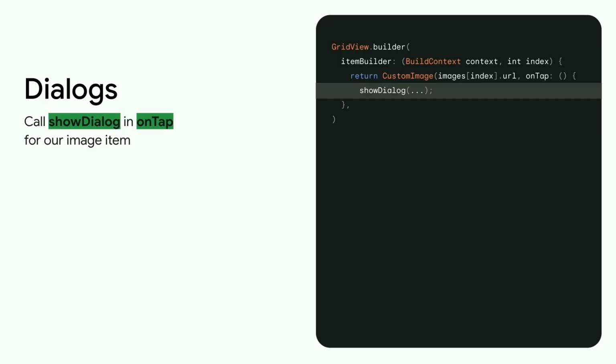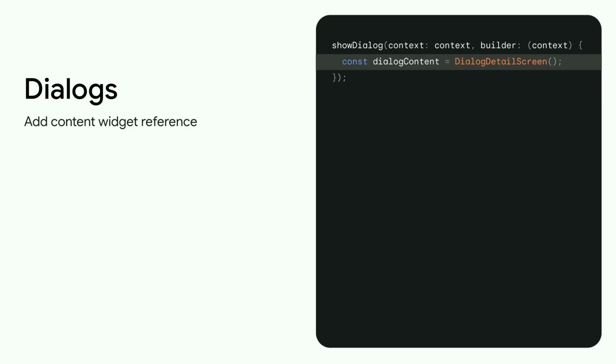In order to show the dialog, we'll call the showDialog function. This will live in our GridView image items onPressed. So this requires a build context and a widget builder, so let's add those. So now we need to fill the builder code to return a widget. We already know what our content looks like, at least, so let's create an easy reference to that to help with readability.